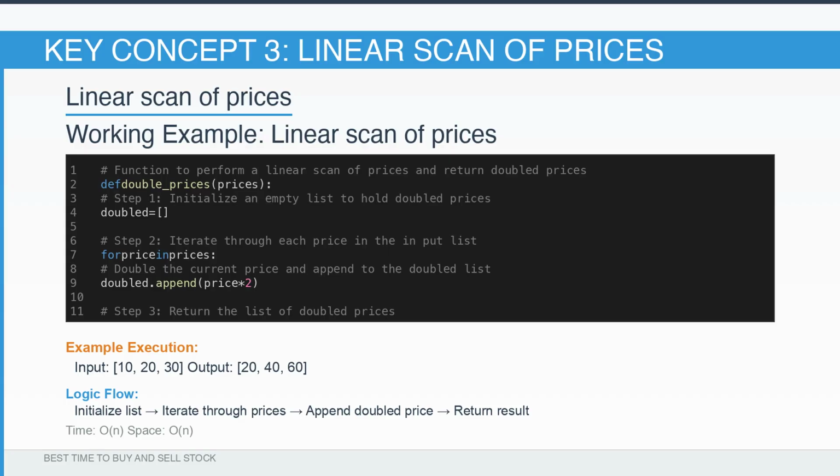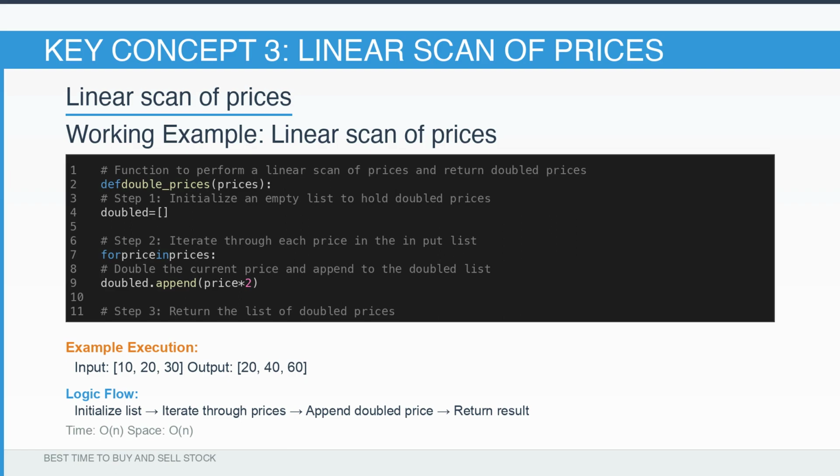The function shown on this slide is designed to double the prices from a list. First, it initializes an empty list called doubled to store the new values. This is like setting up a container before we start filling it with items. Next, it uses a loop to go through each price in the input list, prices. Think of this as looking at each item on a shelf one by one.